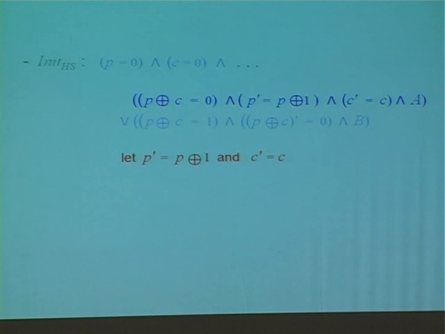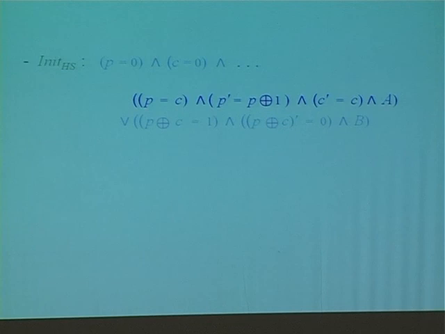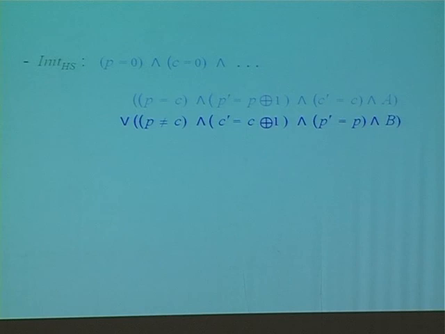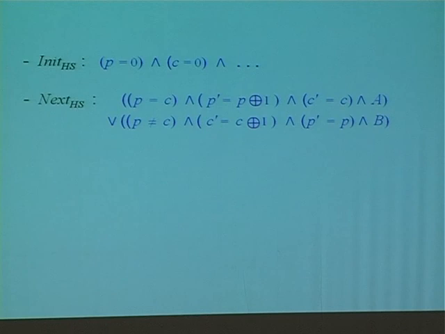So we still have a formula that implies a next of alt sub. Now P plus C equals 0. Remember, the sum of two things equals 0 if and only if they're equal. So that's equivalent to P equals C. So we get this conjunction, this formula. And that formula implies the first formula of next alt sub. I will do a similar thing for this part, except I'll change C instead of P. And that's how we get next of HS. And I've constructed it so that it implies next alt sub.